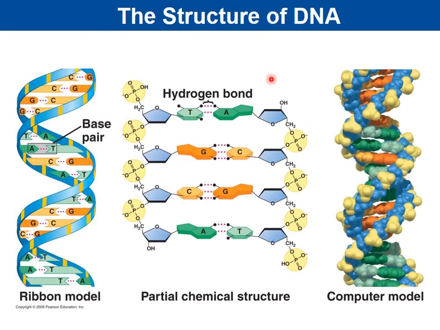The structure in the middle, this is a partial chemical structure. It shows you some of the chemicals that make up DNA. So you can see the phosphate, you can see the 5-carbon sugar, you can see these nitrogenous bases, but it doesn't show you all of the atoms on the DNA molecule. And then the far right is just a computer space filling model, just showing you the overall structure of DNA.